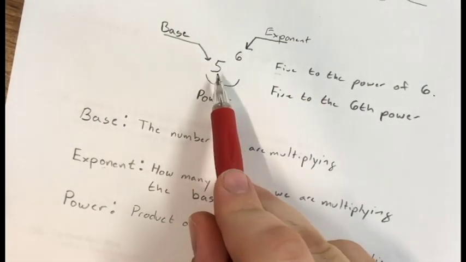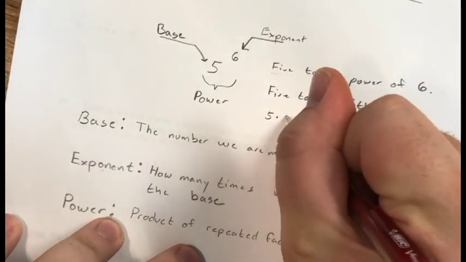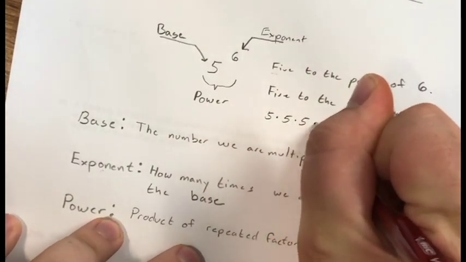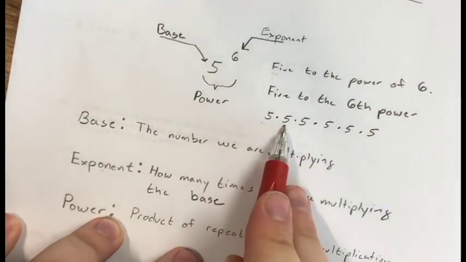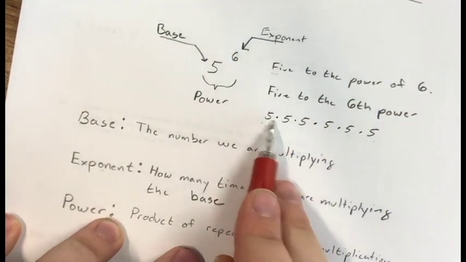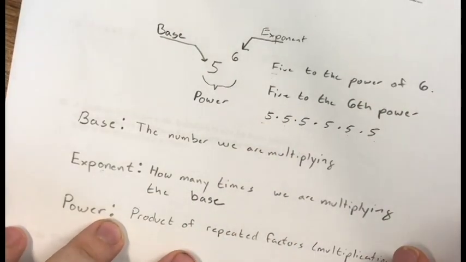All right, so it's really not that hard and complicated, as long as you understand that when I go to write this, I'm really going to be saying 5 times 5 times 5 times 5 times 5 times 5. 1, 2, 3, 4, 5, 6. So I'm multiplying 5 by itself 6 times. All right, now let's just move on to some of these problems here.